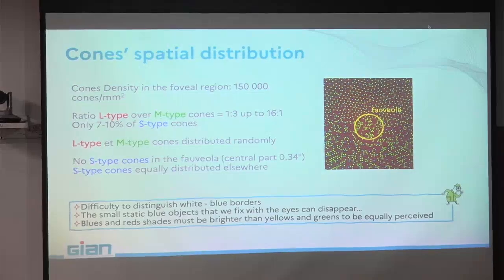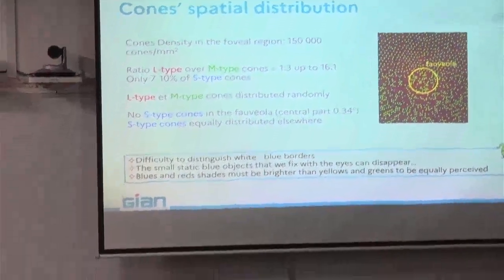And that means if you have a very small detail in blue, right in front of your eyes, it will become invisible. And also there are many fewer blue cones inside the fovea than green and red. The green ones are the most numerous.